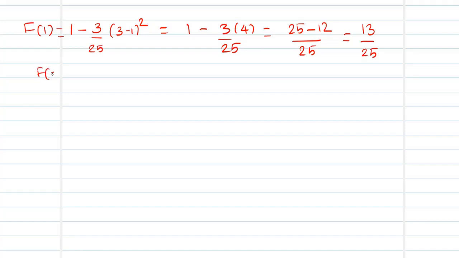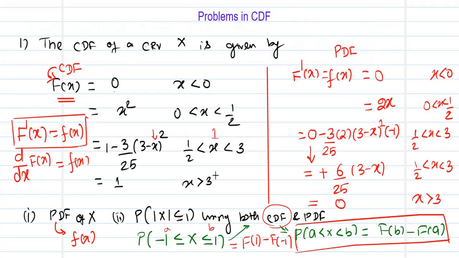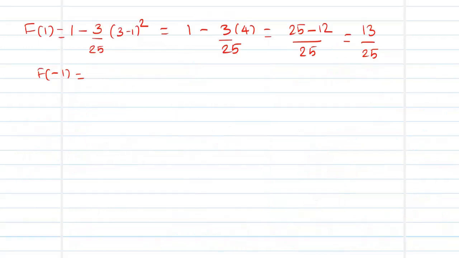Now f of minus 1. Where does our f of minus 1 lie? Minus 1 is a negative number, so it lies in this region. F of minus 1 lies over here. What is the value taken by f at this position? The value taken is going to be 0. So f of minus 1 is 0.